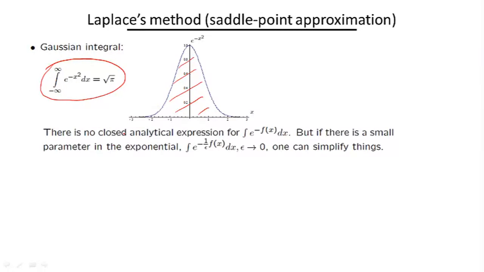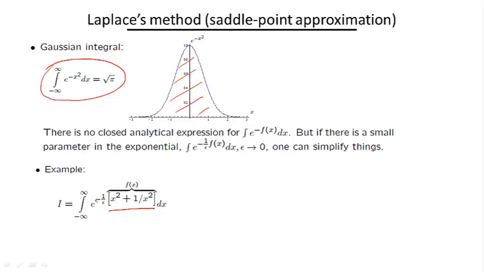Now, in general, if we want to calculate the integral from minus infinity to plus infinity, or some other limits, of a function e to the power minus f of x, where f of x is a relatively arbitrary function, there is typically no closed mathematical expression for such an integral. But it turns out that if there is a small parameter in the exponential, if the exponent involves not just f of x but f of x divided by some epsilon, and this epsilon is very small, then in many cases one can simplify things. I will explain the logic behind this simplification on a particular example of this function f of x, which is x squared plus 1 over x squared.